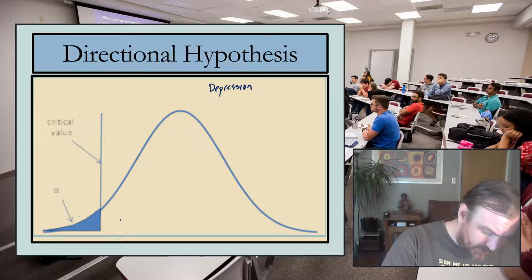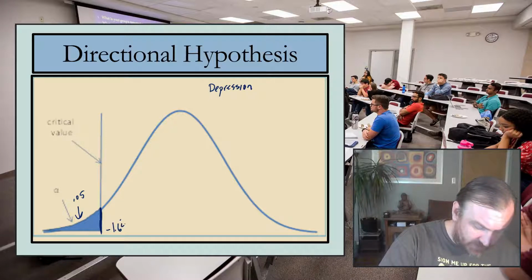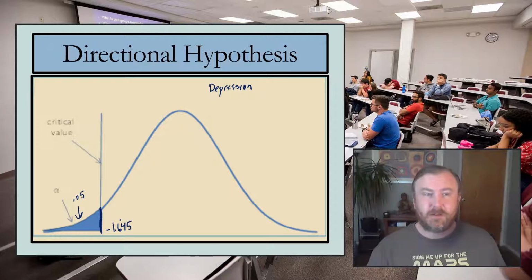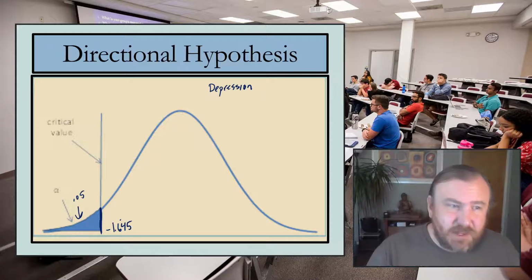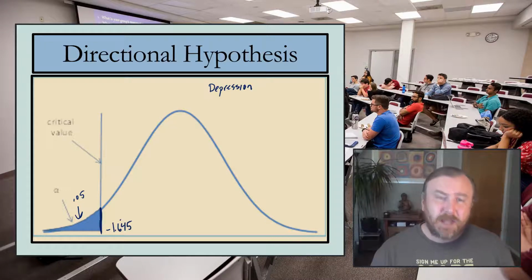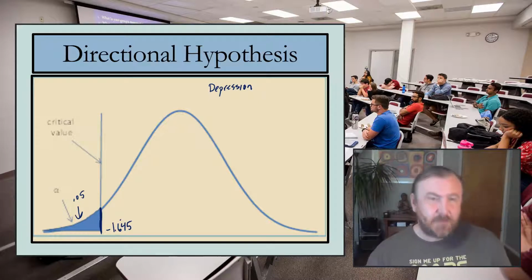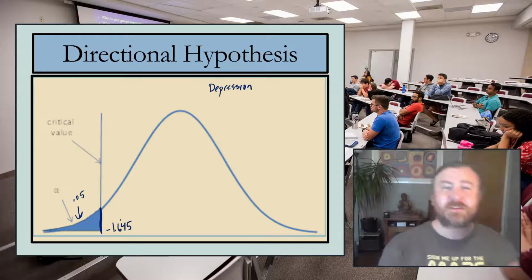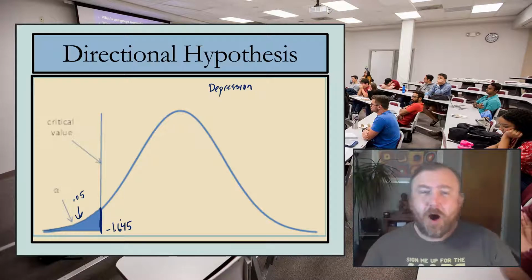So we want this to be 0.05, and this cutoff, since it's a symmetrical distribution, would be minus 1.645. So both of these are examples of directional hypotheses, where we're looking to see is something higher or is something lower?